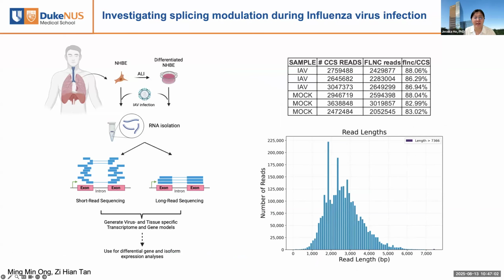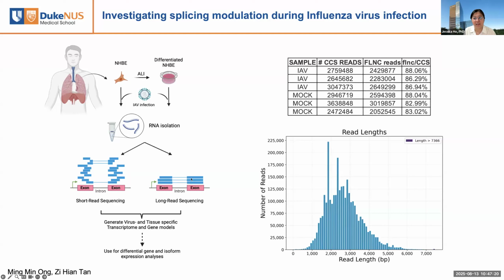We first infected primary lung epithelial cells we got from donors. We took these cells, infected them with influenza A virus, isolated the RNA, and then split this RNA into two pools, one for short read sequencing using Illumina, and another for long read sequencing using PacBio sequencing.